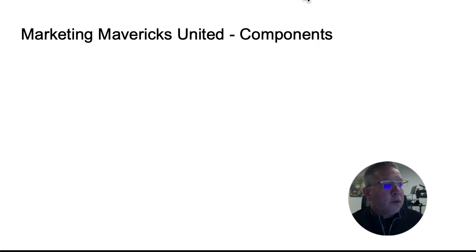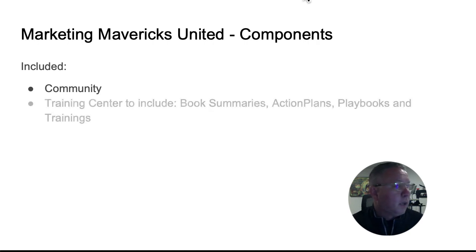So now here are the components that we're thinking of, okay? These are for sure, without a doubt, what I want to do and include, which is the community. And I'm going to show you where that would be held and why it's much better than a Facebook community or anything like that. I also want to have a training center, which I talked about with the book summaries, but I also want to talk about the action plans that we're creating and the playbooks.